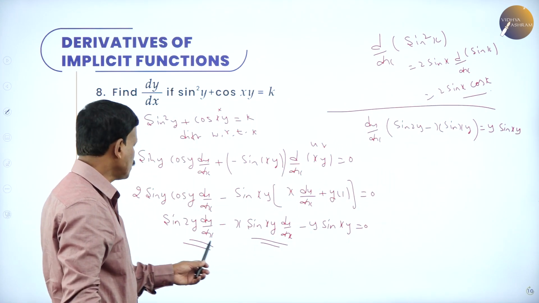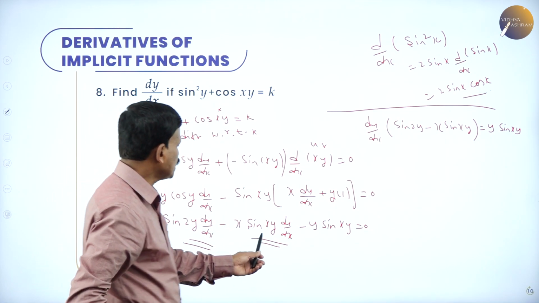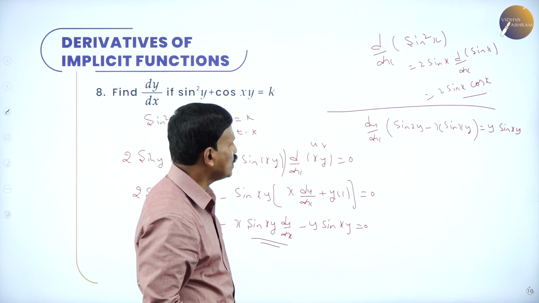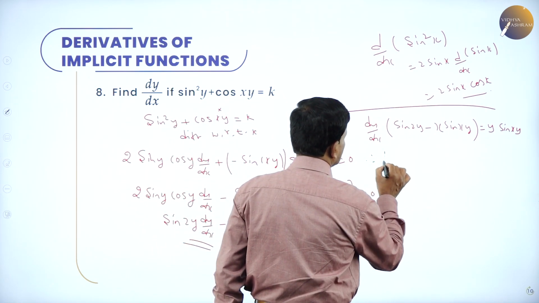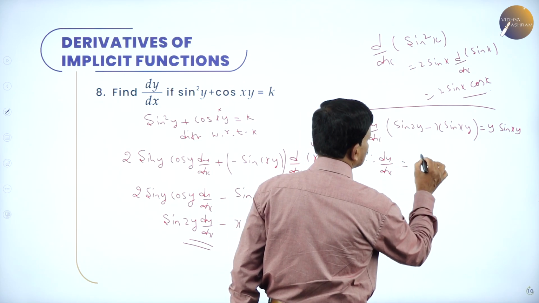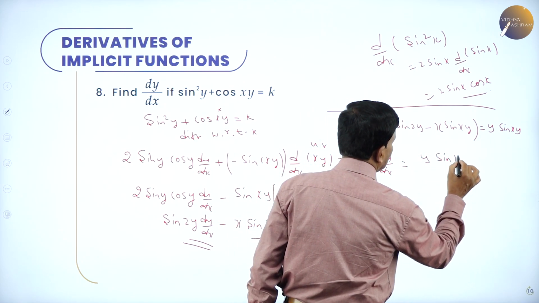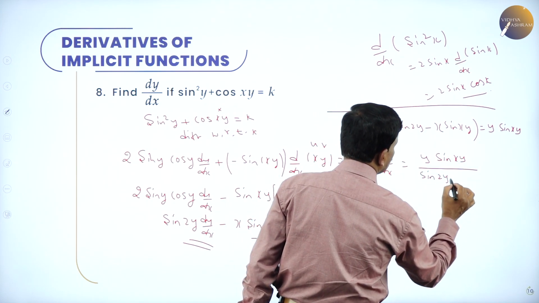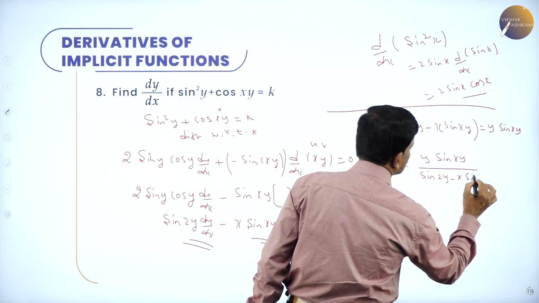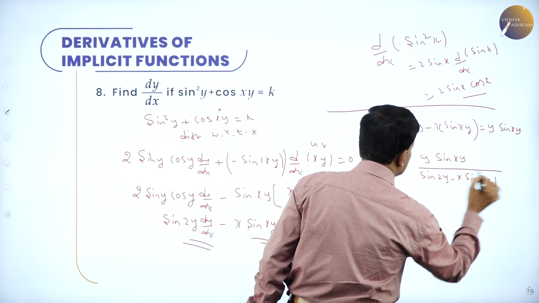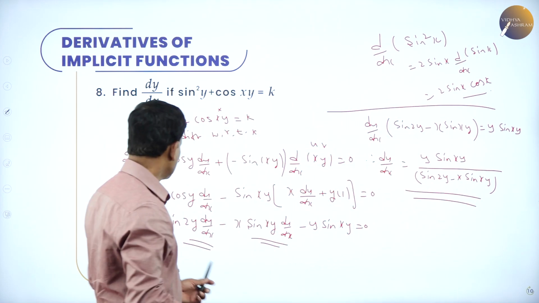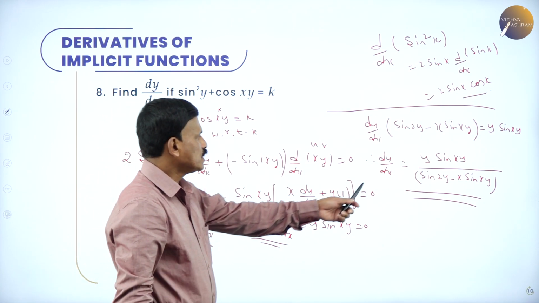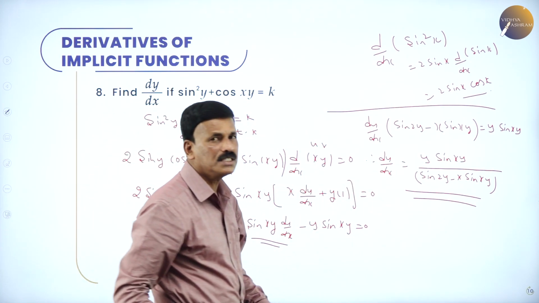Here dy by dx common factor, sin 2y minus x sin xy, and transfer minus y to the right hand side, plus y sin xy. So therefore the required answer is dy by dx is equal to y into sin of xy divided by sin of 2y minus x into sin of xy. This is the required answer. So sin of 2y minus x into sin of xy in the denominator, and in the numerator y sin xy.